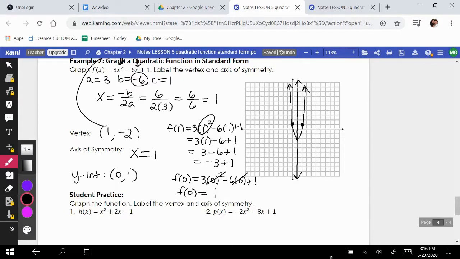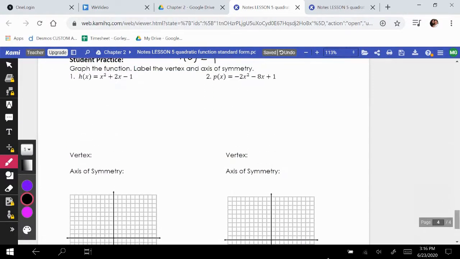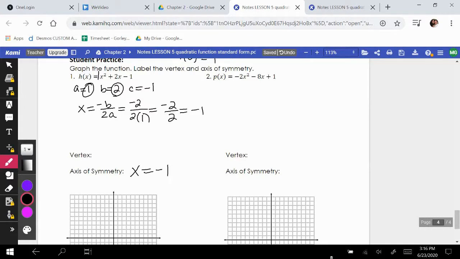That's what I want. Okay, so we're just going to try this a couple more times so you can get the hang of it. Again, the first thing I do is label A, B, and C. Here A is 1, B is 2, and C is -1. I then find the axis of symmetry. Remember, axis of symmetry is -b over 2a. So what's opposite of b? B was 2, so I'm going to put -2 over 2a. A was 1. So I get -2 over 2, which reduces to -1. So the axis of symmetry is x equals -1.